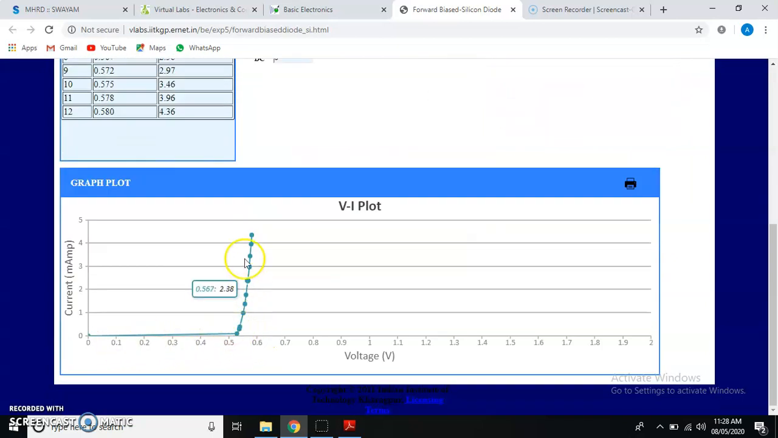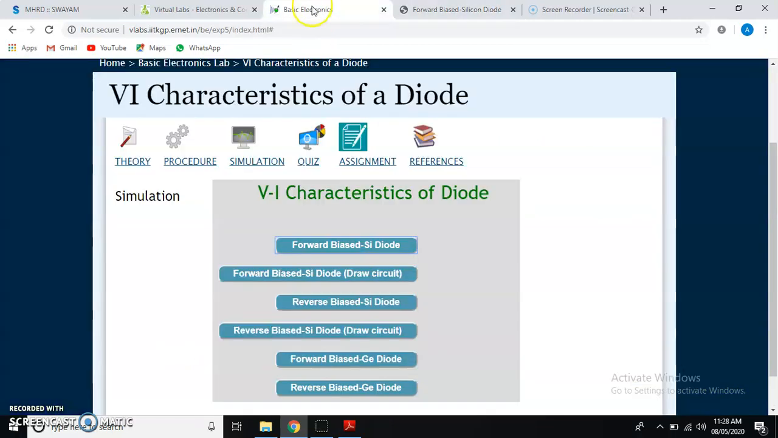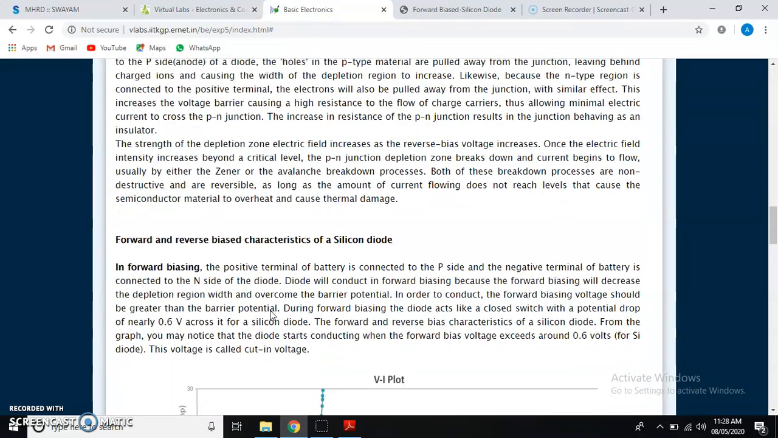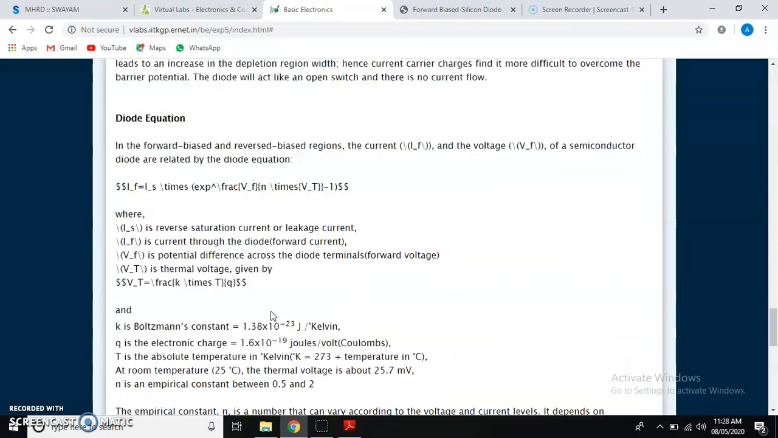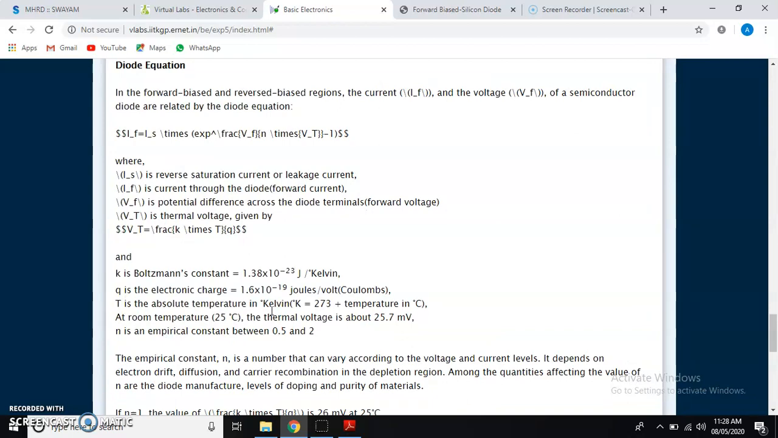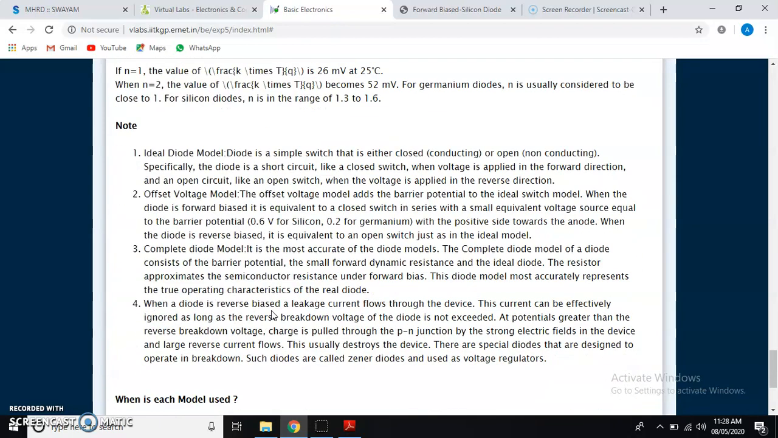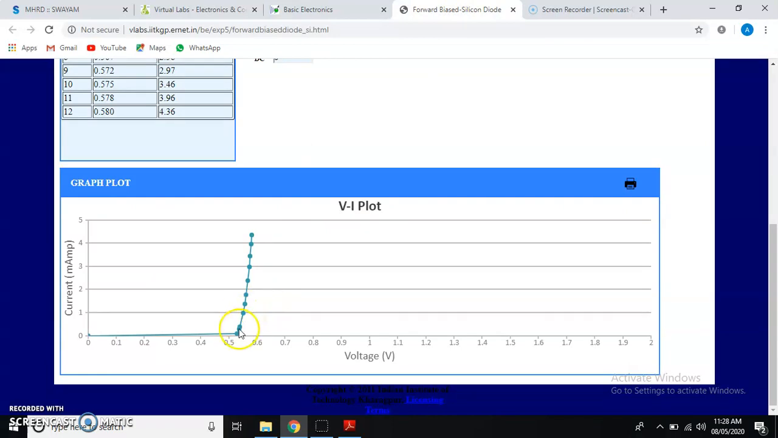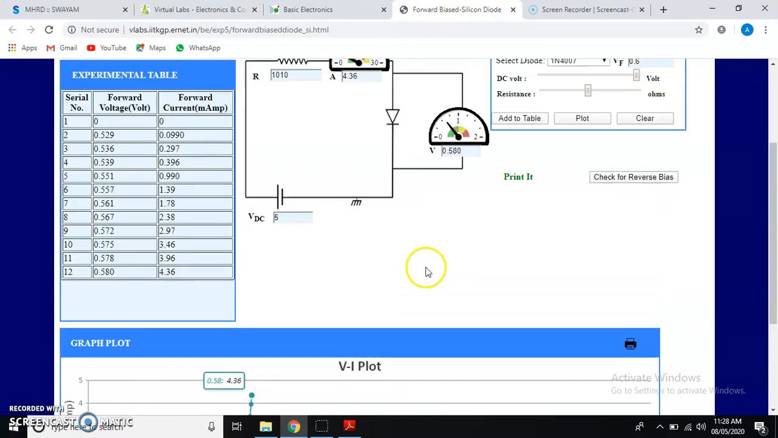Now the graph is following the exponential curve because if you go into the theory section, the diode Shockley current equation is mentioned. That current equation is followed by the graph. The diode equation is I equals I_s times (e to the power V upon eta V_t, minus 1), where I_s is the saturation current flowing through the device. Therefore we are getting this exponential curve. So this is all about the experiment.